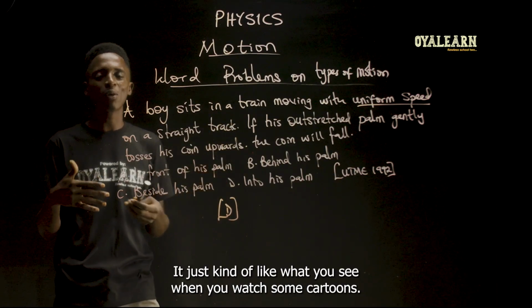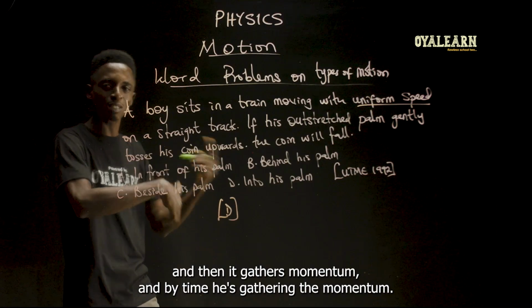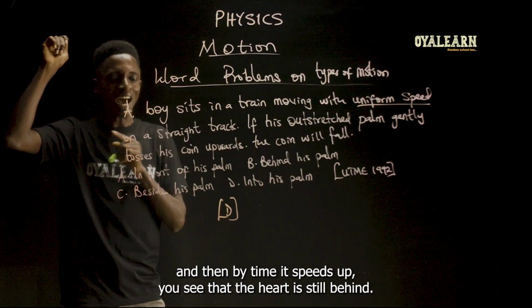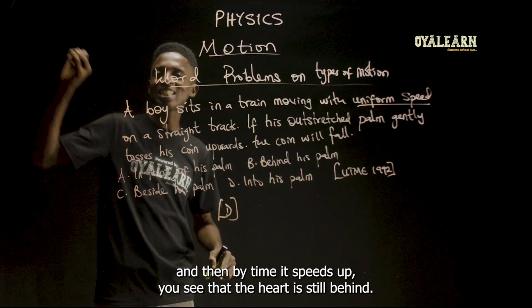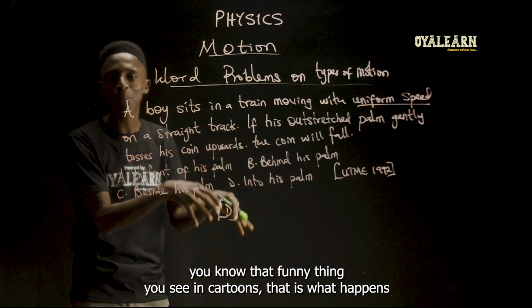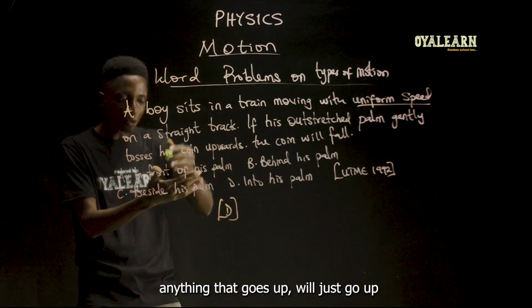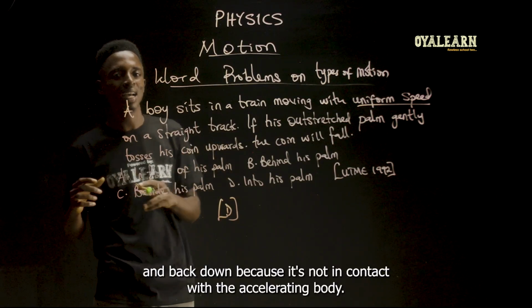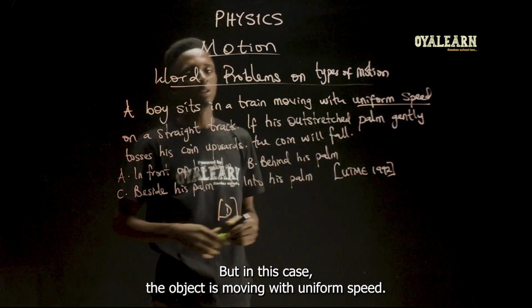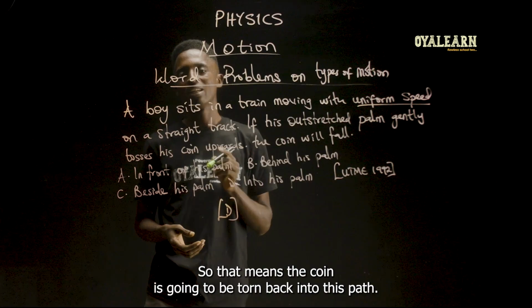It's just kind of like what you see when you watch some cartoons sometimes. You see a character wanting to run at a high speed and then it gathers momentum, and by the time he's gathering the momentum, something like the heart may move away from his head, and then by the time he speeds up, you see that the heart is still behind, and then they stretch out their hand and pick the heart. You know that funny thing you see in cartoons? That is what happens when an object is accelerating. Anything that goes up will just go up and back down because it's not in contact with the accelerating body. But in this case, the object is moving with uniform speed. So that means the coin is going to return back into his palm.